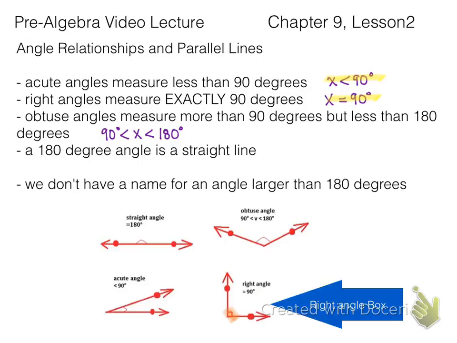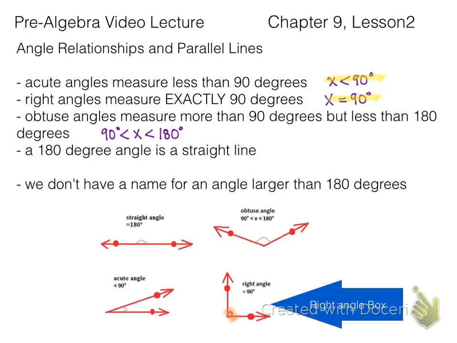So down here at the bottom, we have a straight line that has a measure of 180 degrees. We have an obtuse angle where the angle is between 90 and 180. We have an acute angle, which means the degree of the angle is less than 90 degrees. And we have a right angle where it is exactly 90 degrees. And as you can see here, we have this little box right there.